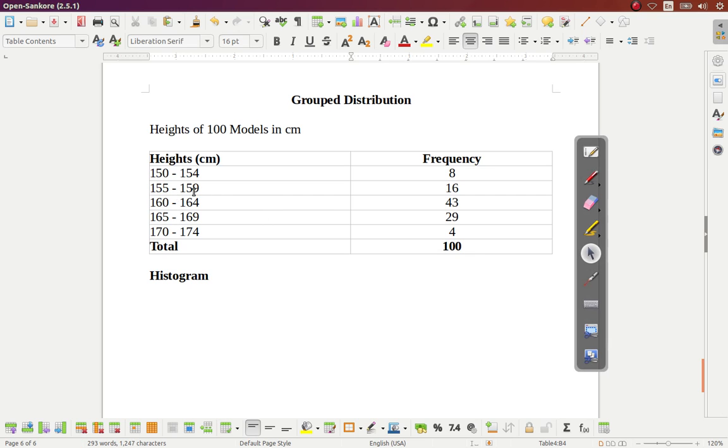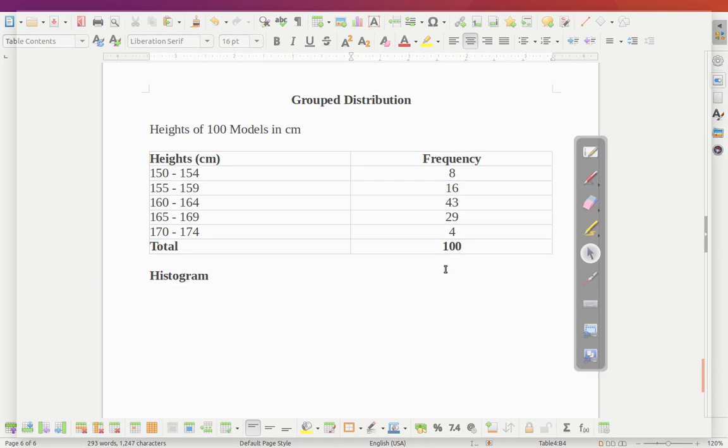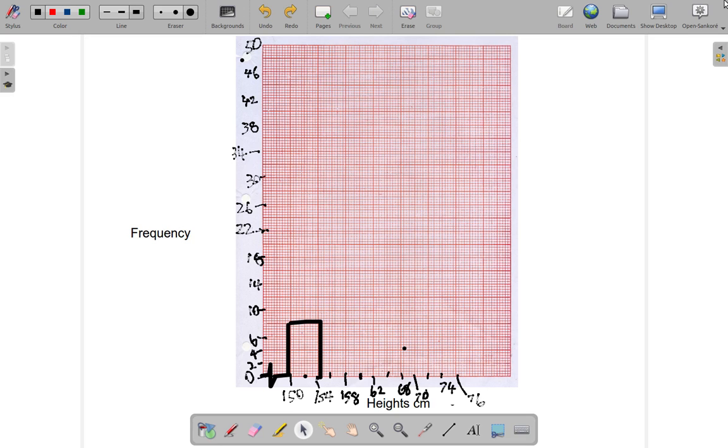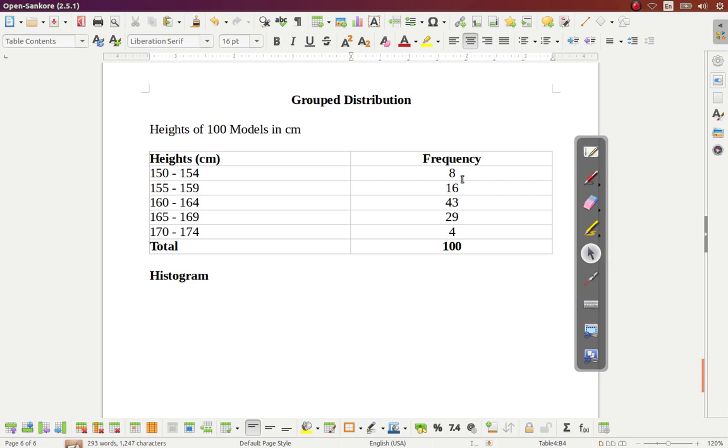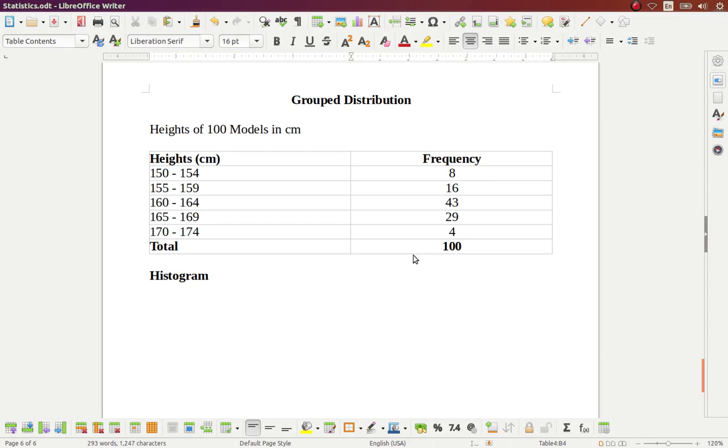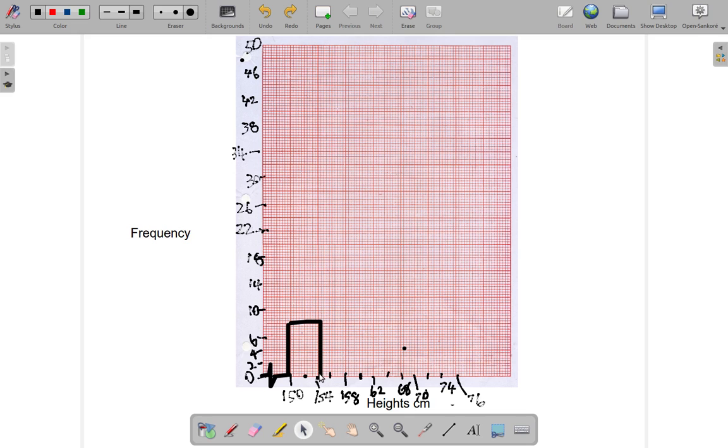Now 155 to 159 goes up to 16. So where you ended a while ago, you start with the next bar and you go up to 16 right here to 159. This is 159. You start just to the right of 159 and go up. That is your other bar.